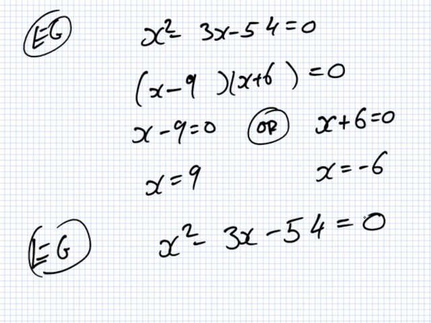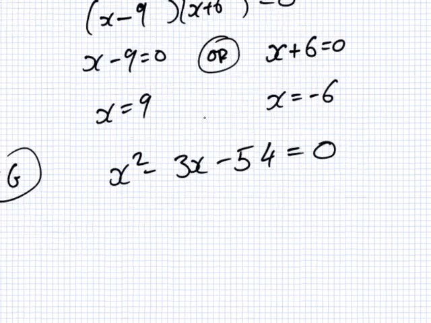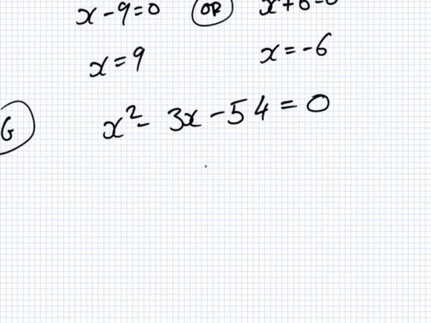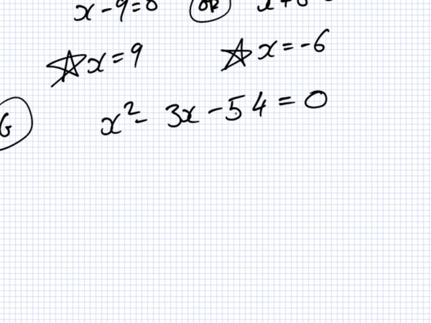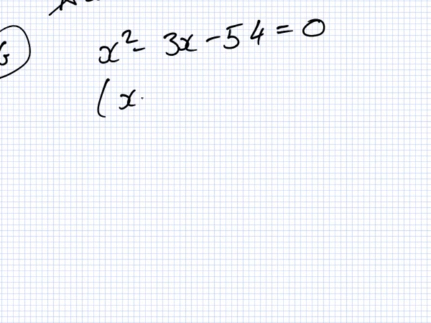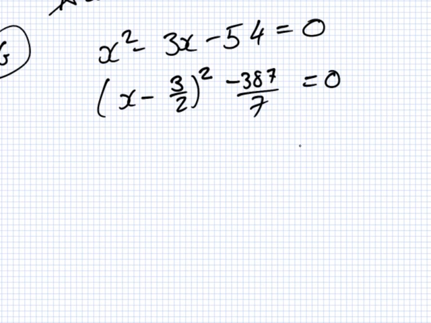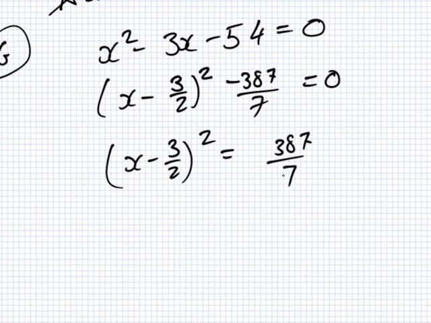Okay, can I scroll down? Okay, so completing the square. We should get the same answer. Should be the same, okay? Let's see if it is. So we have x minus 3 over 2 squared, and then we have minus 54 minus 9 over 4. So that's minus 387 over 7 equals 0. So we have x minus 3 over 2 squared equals 387 over 7 squared.